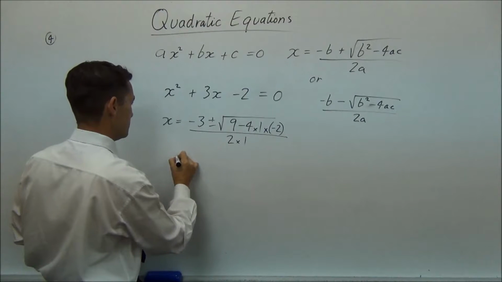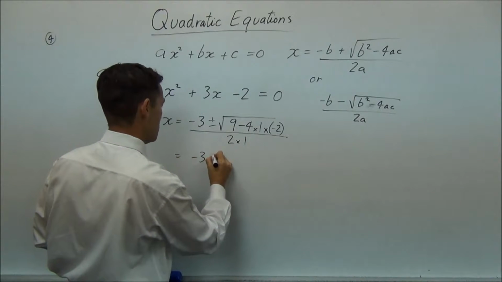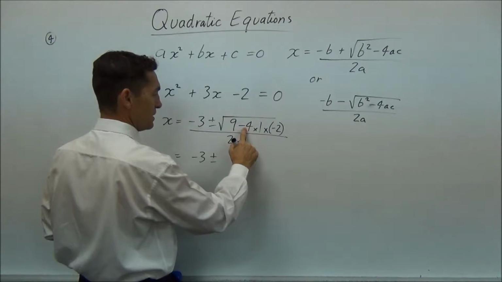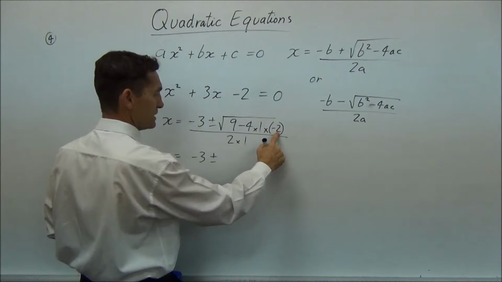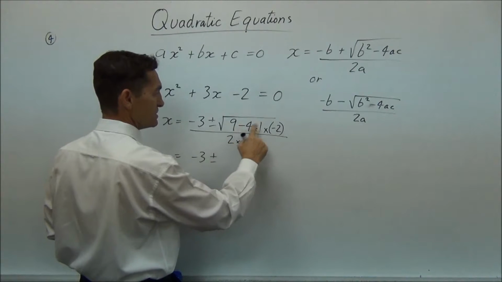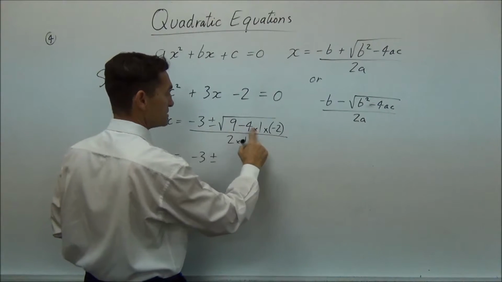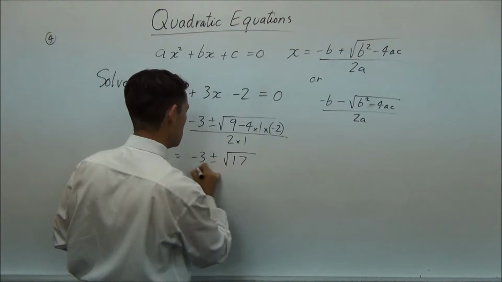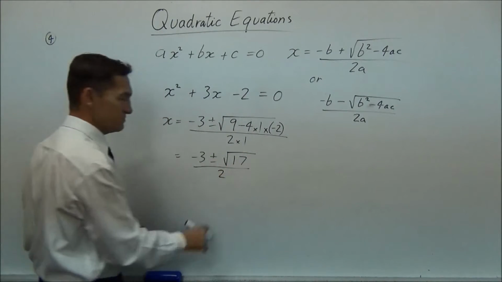So this will simplify to minus 3 plus or minus 9 minus minus is a plus. 4 times 1 times 2 is 8, so we get 9 plus 8 because minus minus is a plus. 9 plus 8 is root 17, all divided by 2, and that's a perfectly good answer.